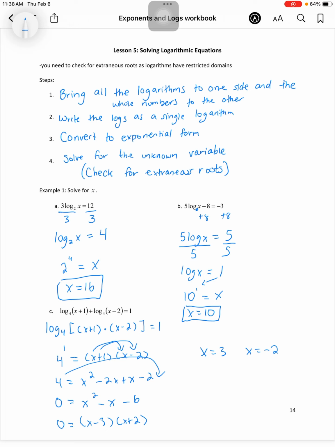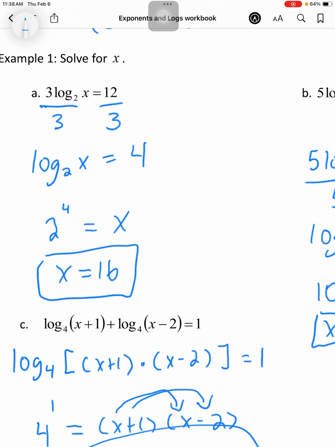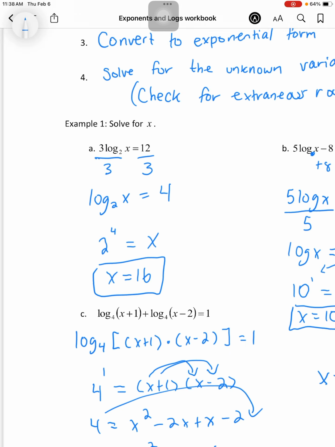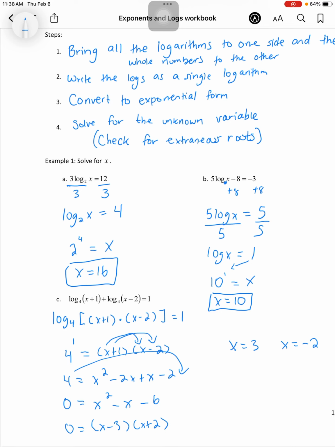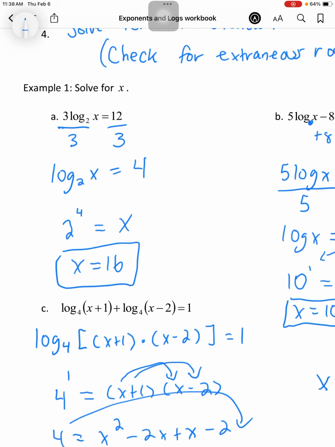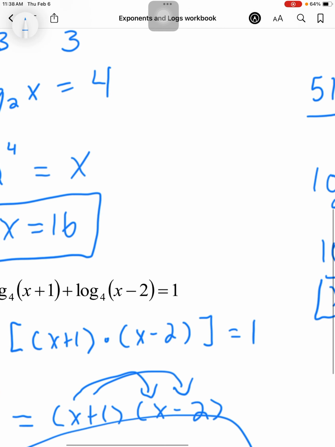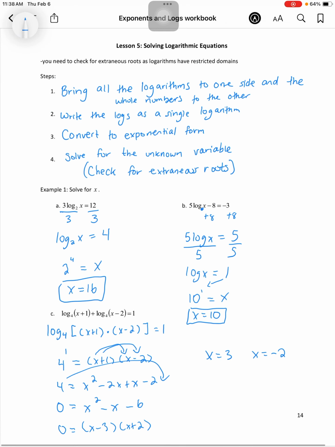So we have x equals 3, and what you're going to do is look at the original equation and look at the arguments. So here it's x plus 1 and x minus 2. You're going to plug your x equals 3 into these arguments and see if it gives you a negative number. If it gives you a negative number, that means it's going to be an extraneous root because you cannot have a negative log. So here we have x plus 1, which turns into 3 plus 1, which is 4, that's positive, and then 3 minus 2 is positive 1, it's also positive, so this one is acceptable.